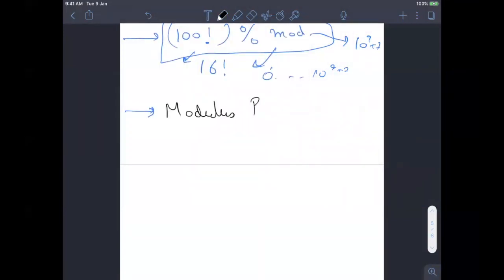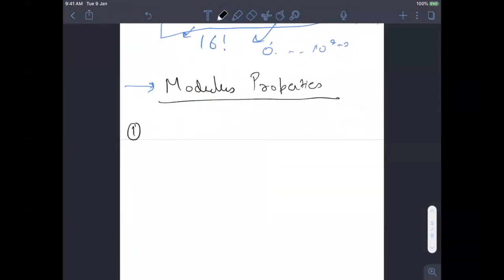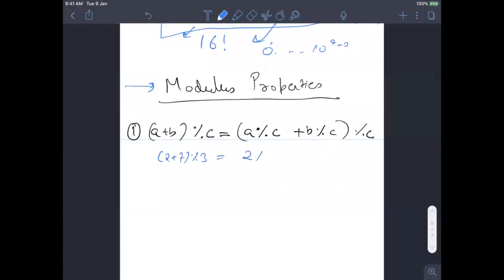Later I'll explain why I'm repeating this, because I covered this part in my previous videos also. Simple property number 1: (a plus b) mod c is commutative and you can break it like this: ((a mod c) plus (b mod c)) whole mod c. A simple example: (2 plus 7) mod 3 can be written as ((2 mod 3) plus (7 mod 3)) whole mod 3. You can calculate both sides and you will get the same answer.